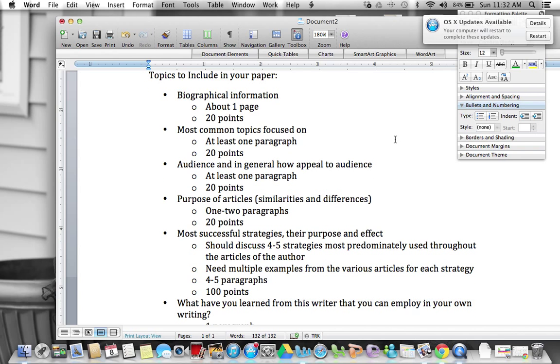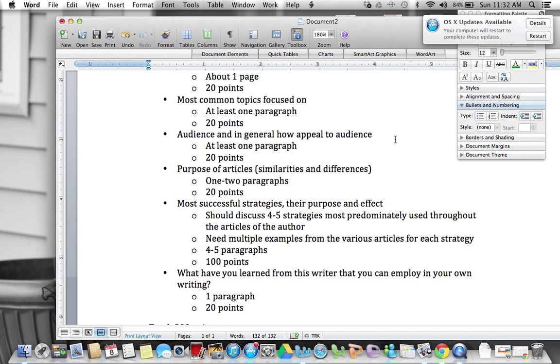Your third section in the paper will be about who this author's audience is. Did they have different audiences for different specific articles, or was their audience always the same? And then more in general, how do they appeal to that specific audience? Were there certain strategies that they used based on who their audience was, or did they use a variety? So again, that should be at least a paragraph and will be 20 points as well.